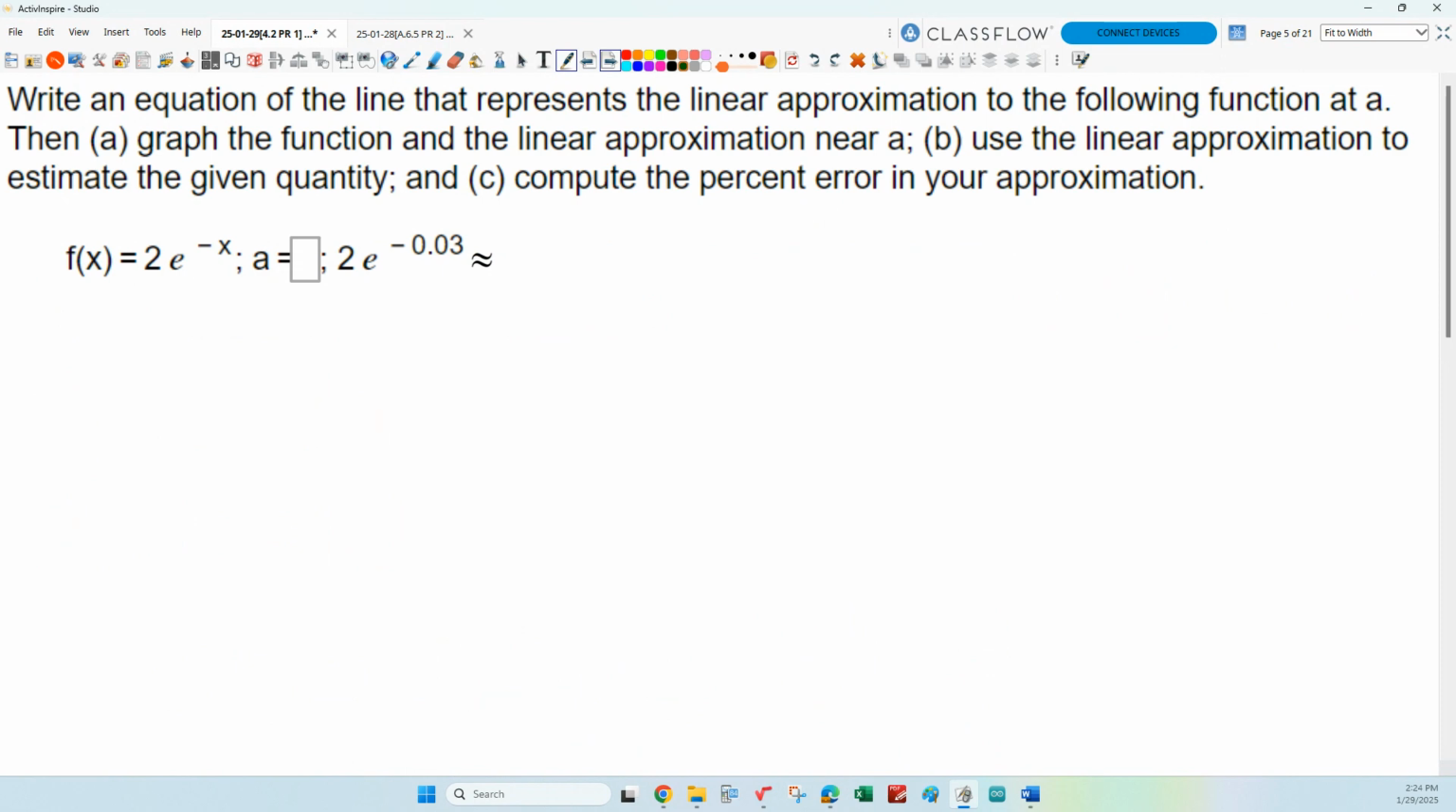0, right? 0 is great because what is e to the negative 0? Negative 0 is just 0, right? What's anything to the 0? 1, right? So we know that's a really convenient value. Using a equals 0, we know the coordinates of that point of tangency, and so being close to that, using a linearization is going to be an easy way to estimate the outcome of this function, right? Okay, so what's f prime of x?